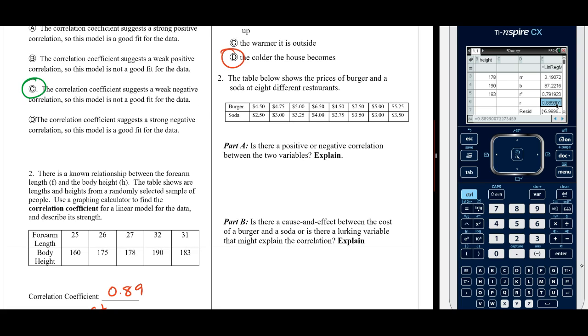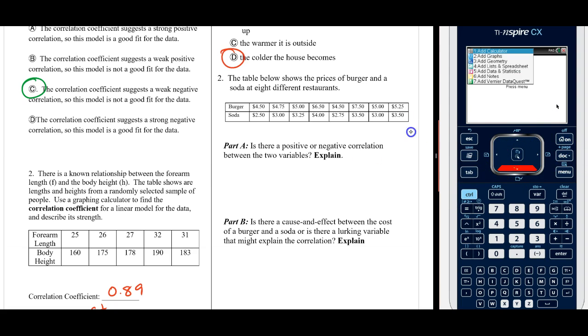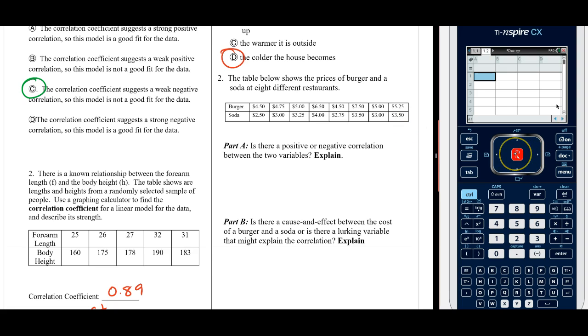Number 2 shows the prices of burger and soda at 8 different restaurants. Is there a positive or negative correlation between the two? So the easiest thing we could do with this is actually go to our table. Actually, I'm going to just create a new table. And we could look at the data, or we could actually compute the data.